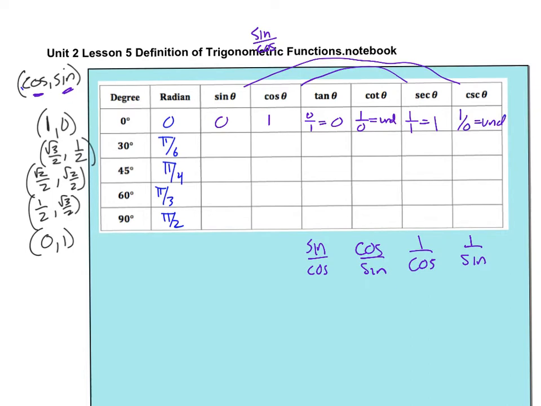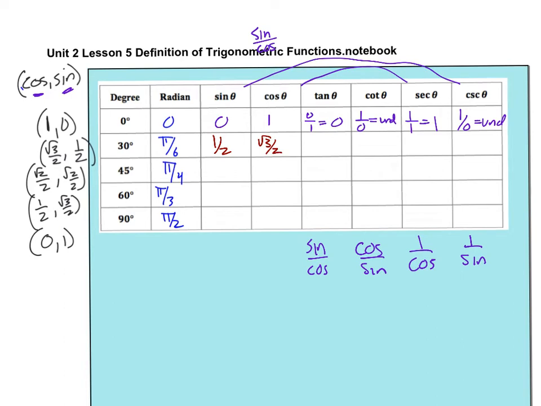All right, so now all I did, plug those in, okay? Cosine is your x, sine is your y, and then I just filled it in from there. So for 30 degrees, sine is going to be 1/2. Cosine is going to be square root of 3 over 2.